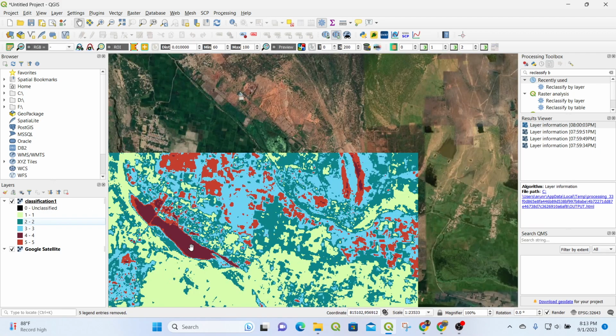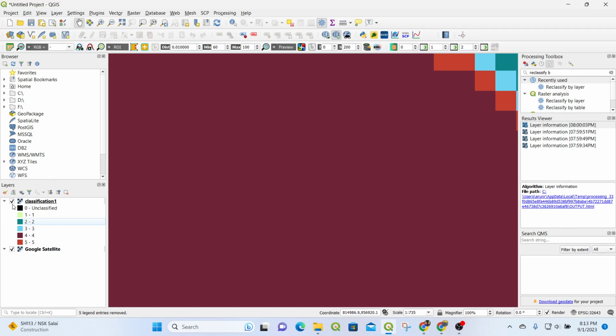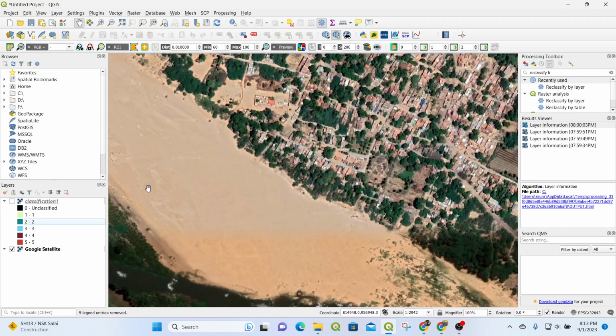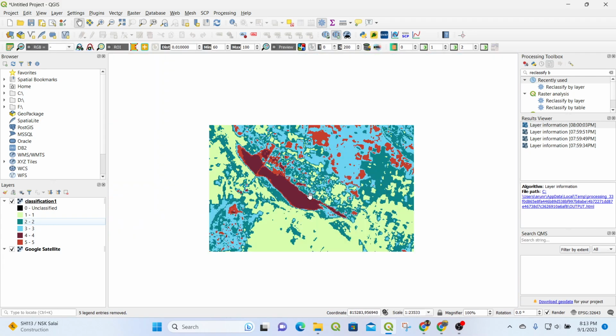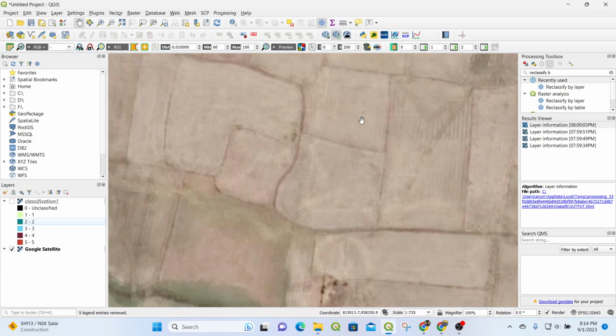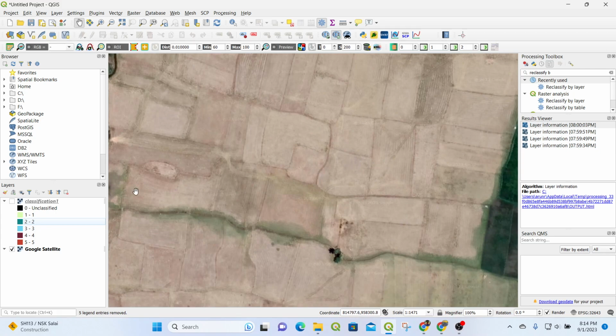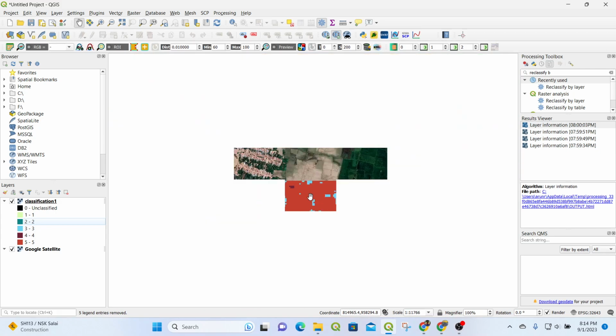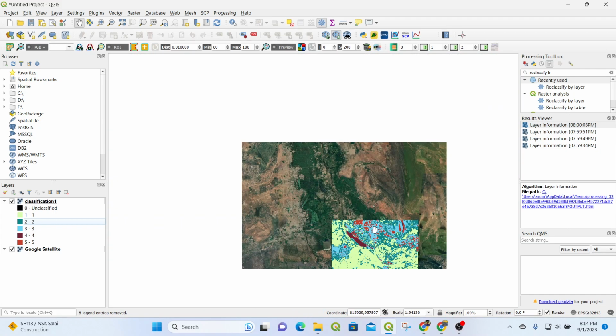And let's go to number 4, brown areas. This is the river bed. And number 5, these are light red. These are dry agricultural lands, fallow lands. Like this, we need to see one by one and then assign the classes by ourselves.